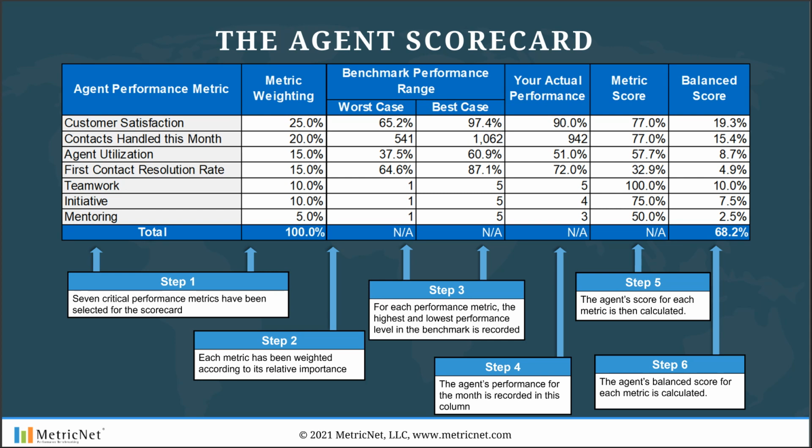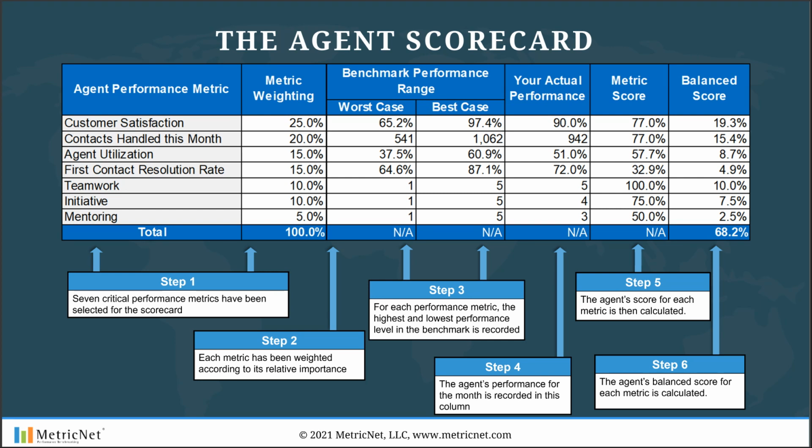Now, in this particular case, the agent scorecard has 7 metrics in it. You see customer satisfaction. This assumes you can track CSAT by agent, which most contact centers can. We got contacts handled per month. That's a productivity metric. We have agent utilization, first contact resolution rate, teamwork, initiative, and mentoring. Now, those are subjective. However, you can still put them on a scale of 1 to 5, and a supervisor who's familiar with the agent's work can say, well, on a scale of 1 to 5, I think your teamwork's a 5, or your initiative is a 4, or your mentoring is a 3.